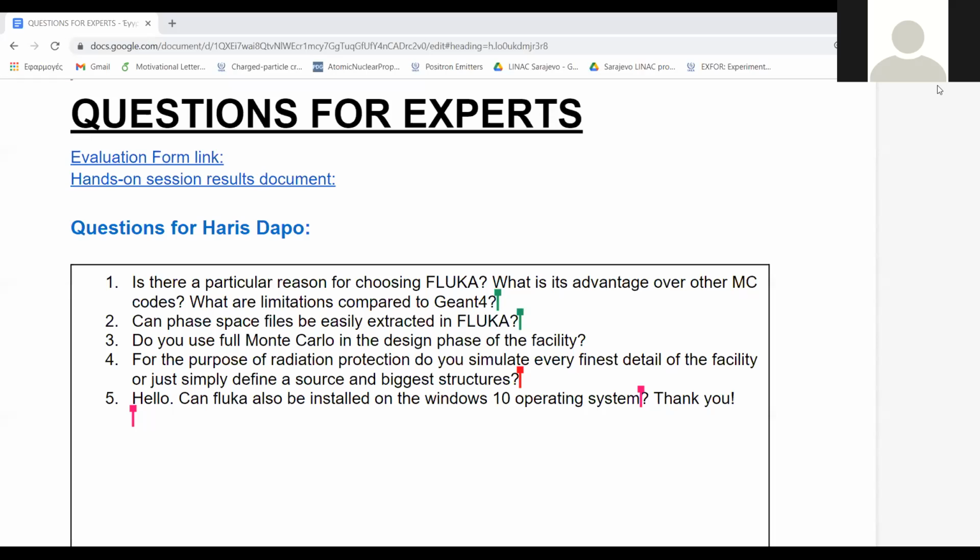Can a phase space file be easily extracted in FLUKA? Phase space in reactions? In terms of geometries, if that's the question, there are certain options for import as well as export. Importing from diagnostic elements like PET and so forth is easy enough. For the phase space of basic reactions, no, because that's not what FLUKA is meant for.